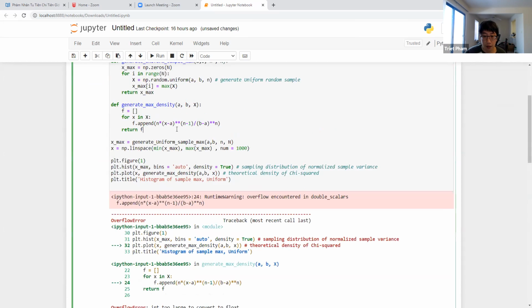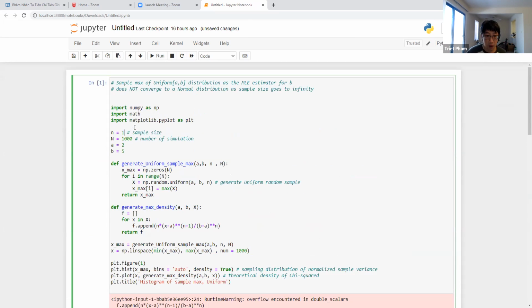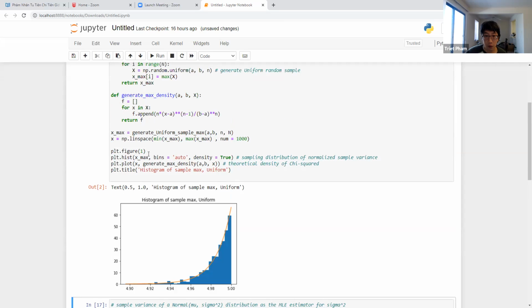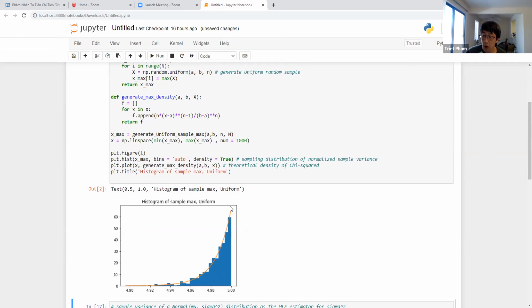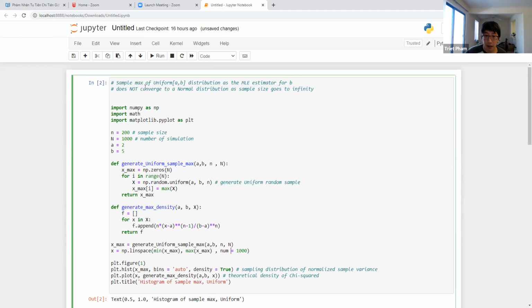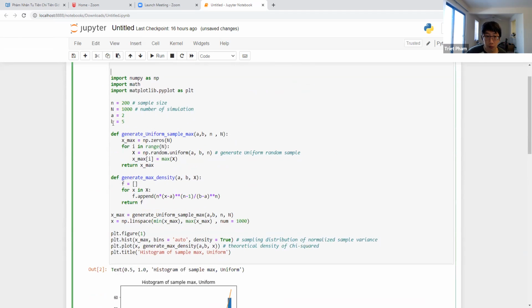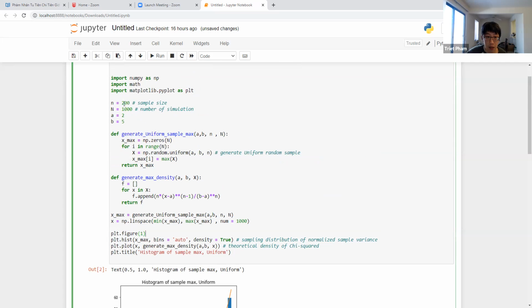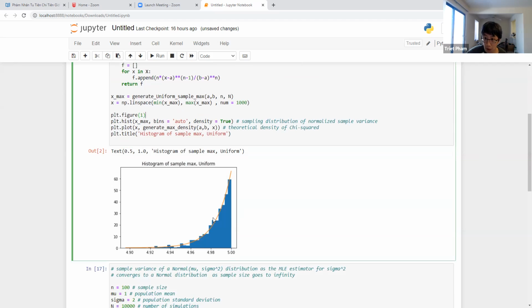Oops, I think it's too much. Let me just do maybe 200. Like this, you see? Even with a sample size of 200, it does not look normal. Why? This is exactly the exception to the asymptotics that I was talking about. The max is the MLE for B, which is 5 here. But because the derivative with respect to B does not work for the uniform, the theorem that the MLE is asymptotically normally distributed is not true. It doesn't matter how much you increase the sample size, it will never approach normal.